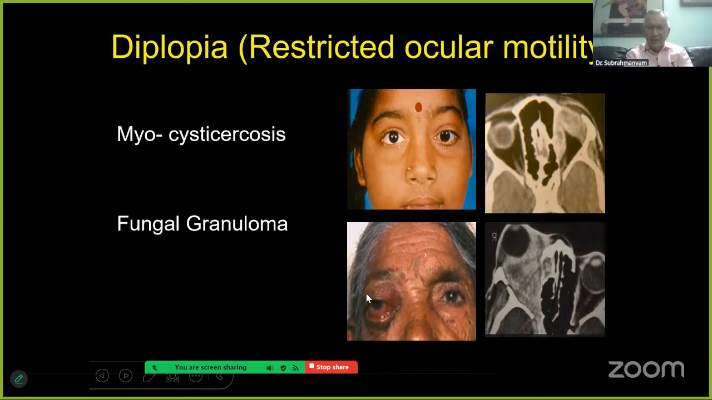Here is a case of fungal granuloma with a frozen globe. You can see that the entire orbit is involved with the fungal granuloma, with zero motility. The patient has been referred to a physician for antifungal medication.